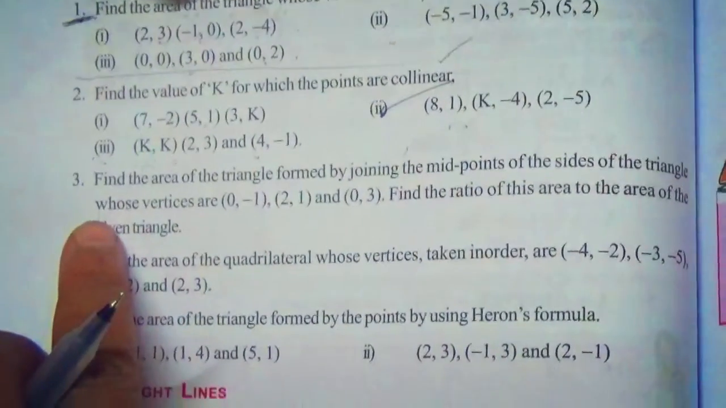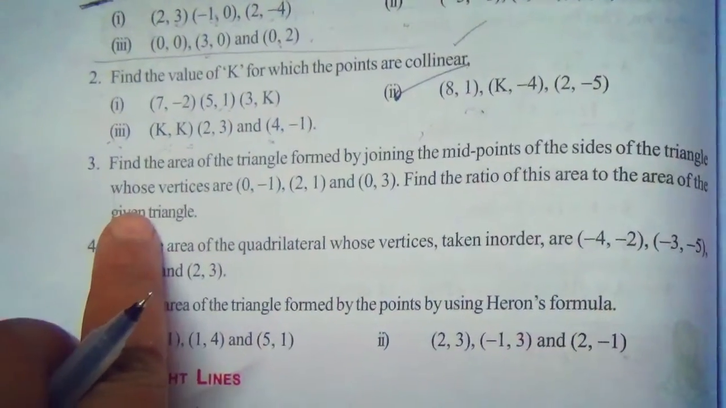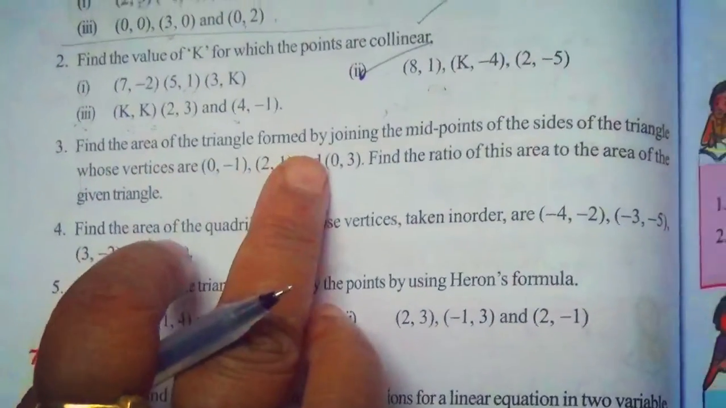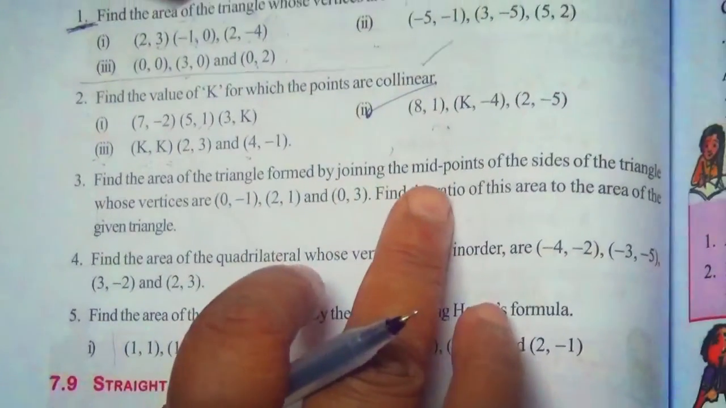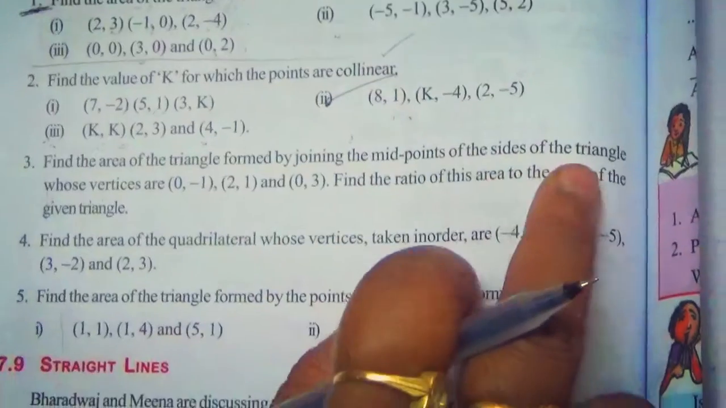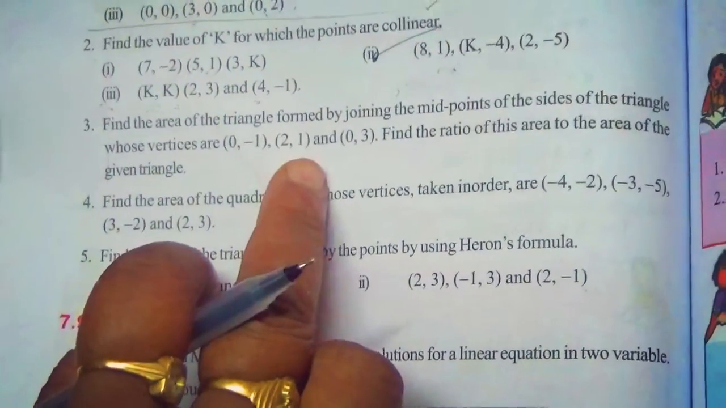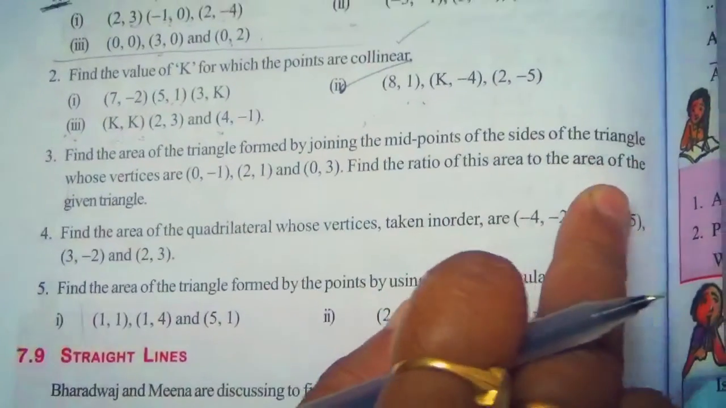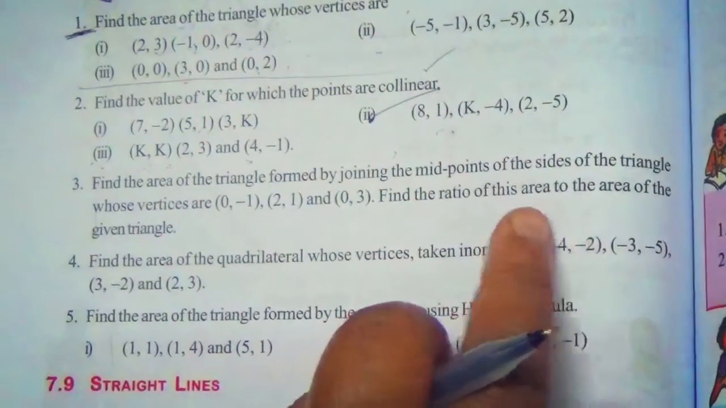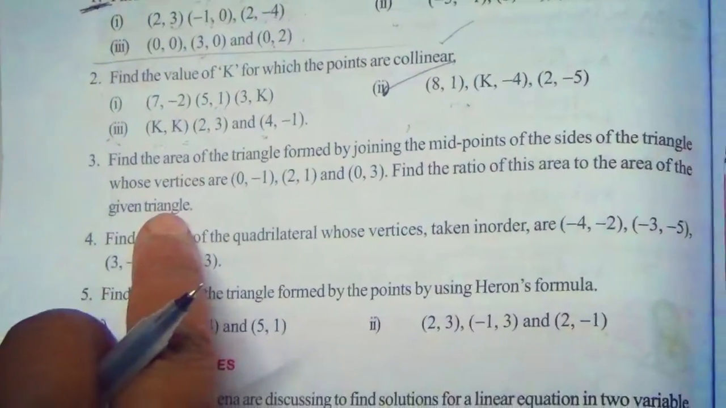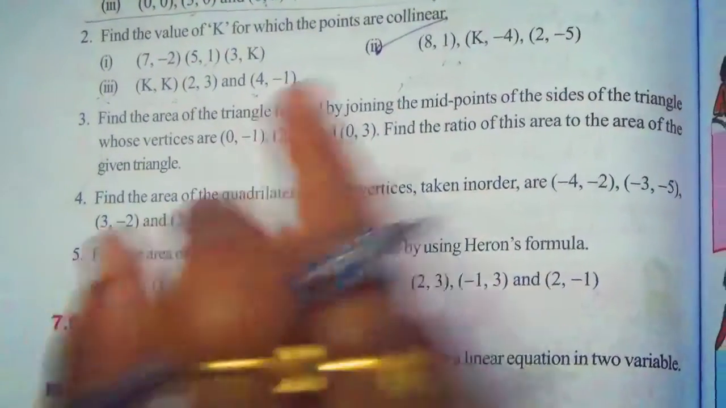So the next sum, look at here. Here we finished the second Roman. Now it is time to solve this third sum. Find the area of a triangle formed by joining the midpoints of the sides of a triangle whose vertices are given. Find the ratio of the area of this triangle to the area of the given triangle. So the given triangle vertices are this one.